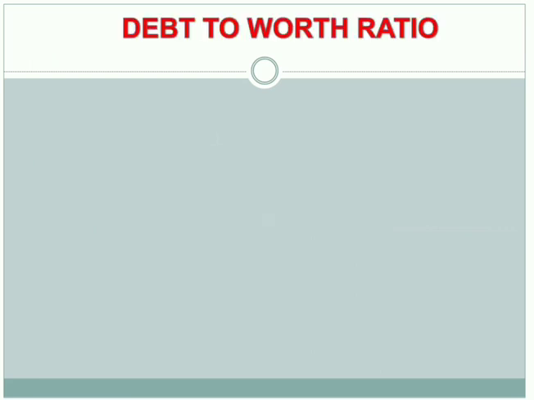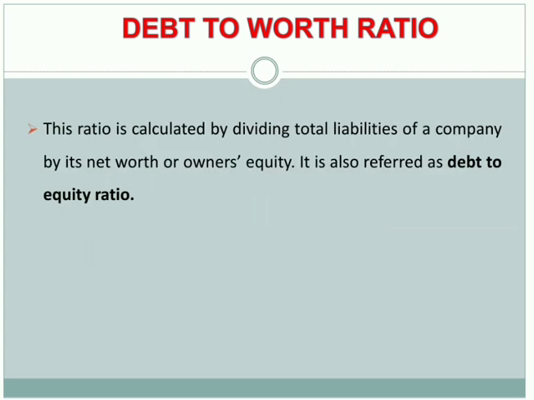Next is debt to worth ratio. This ratio is calculated by dividing total liabilities of a company by its net worth or owner's equity. It is also referred to as debt to equity ratio. So it is given by total liabilities upon net worth.